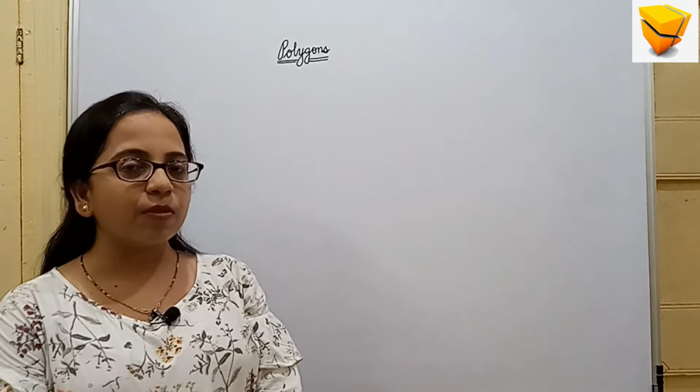Friends, today's topic is polygons. So let me define what is a polygon. A polygon is a simple closed figure made up of line segments only. Though the definition is simple, we need to see the meaning of the word closed. What is the meaning of the word closed?